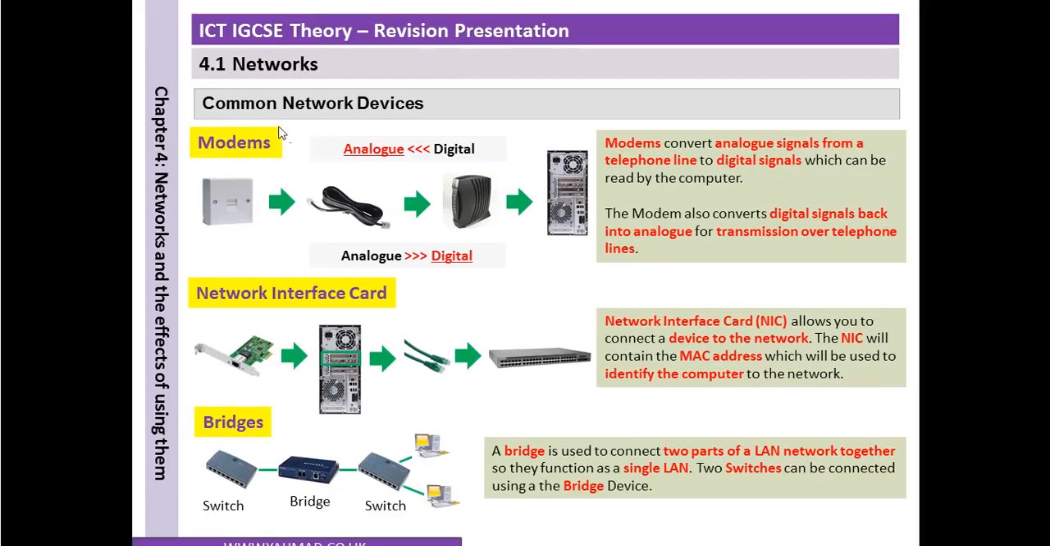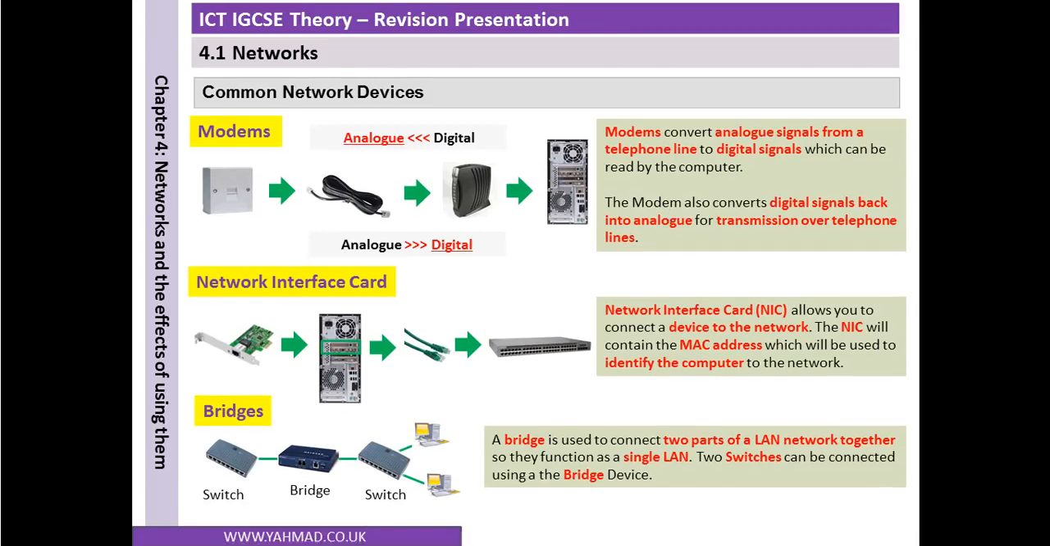Okay, so let's look at these other common network devices. So we have a modem. The modem will convert analog signals from the telephone line to digital signals which can be read by the computer. So the modem was a device like a router which was used to connect computers to the internet. The modem also converts digital signals back into analog for transmission over the telephone line.